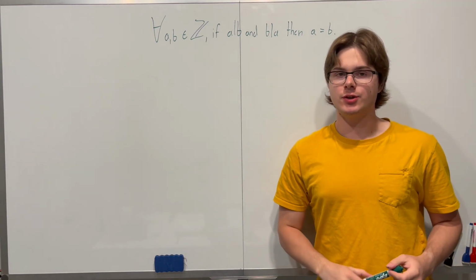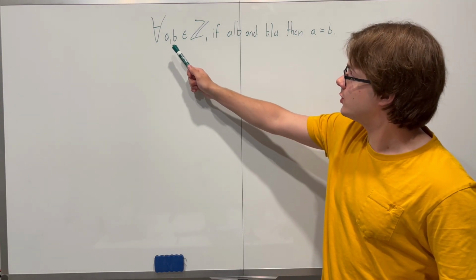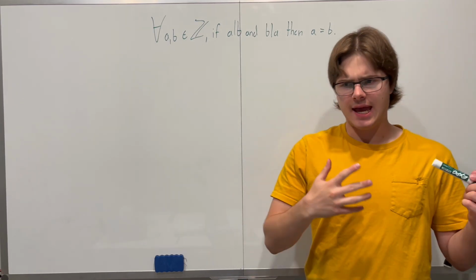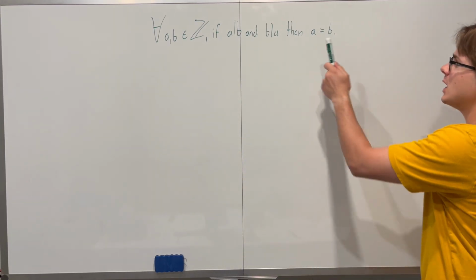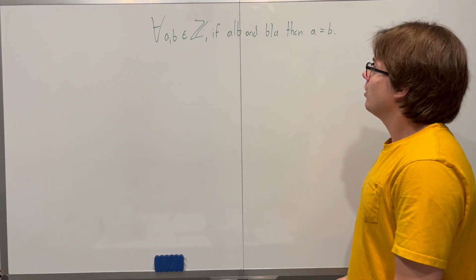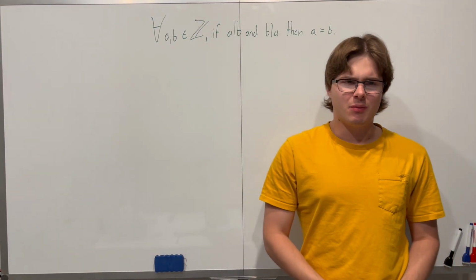Is the following statement true? That for all integers a and b, if a divides b and b divides a, it must be that a and b are equal to each other. A is b. Well, this on the surface level might seem obvious.